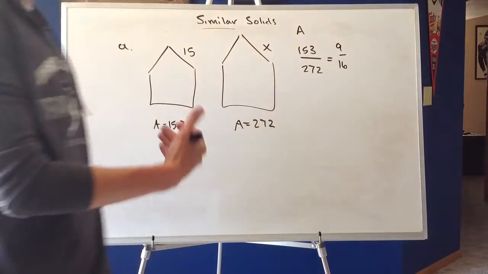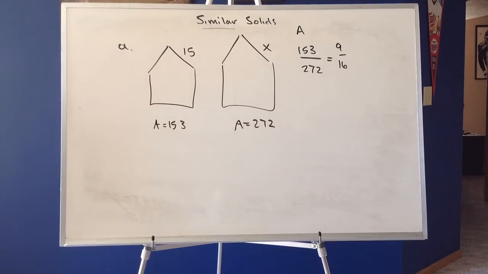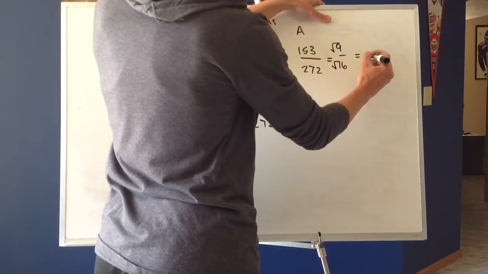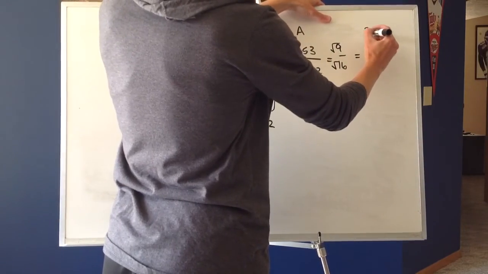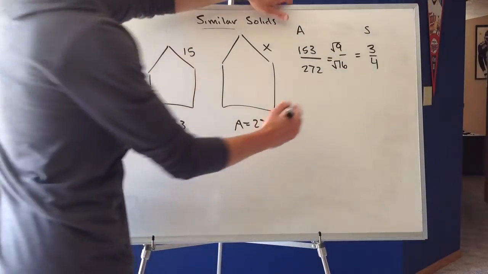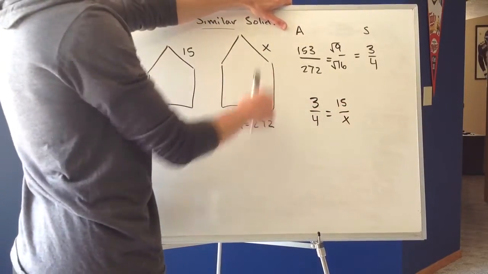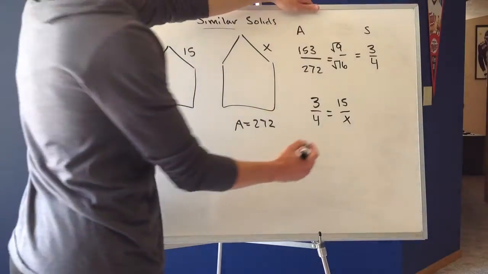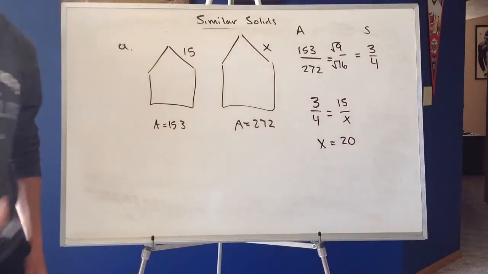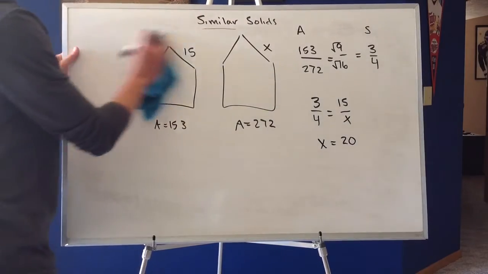Now, area is two-dimensional. We're looking for sides that are one-dimensional. So we're going from two-dimensional backwards to one-dimensional, which means we want to take the square root. Okay, so back to my sides or my one-dimensional, I want to use 3/4. So I would go 3/4 equals 15 over x, because now we're dealing with the sides. Cross multiply and you'll end up getting 20. So that time we were given the areas going backwards to the side, going from 2 dimensions back to 1 dimension.